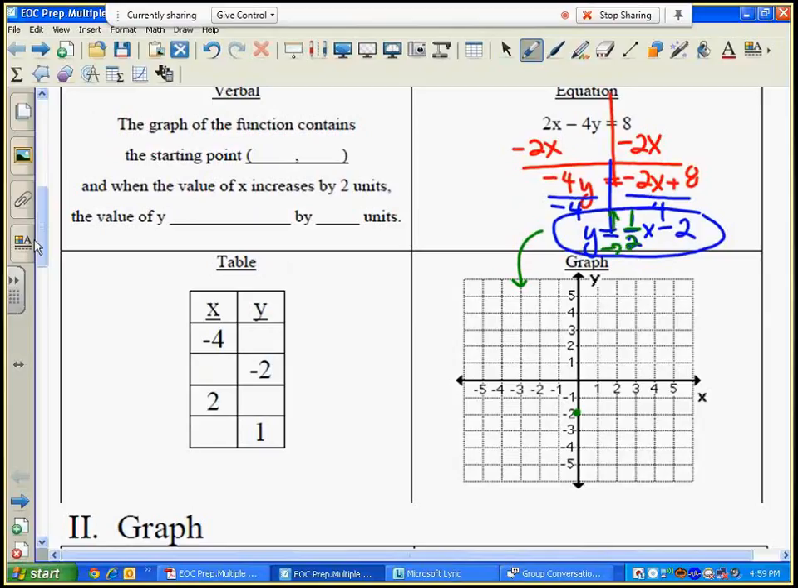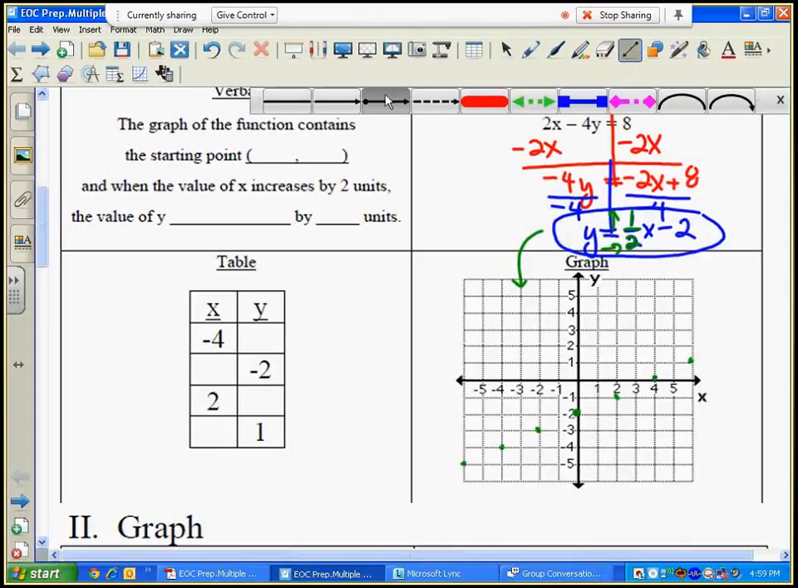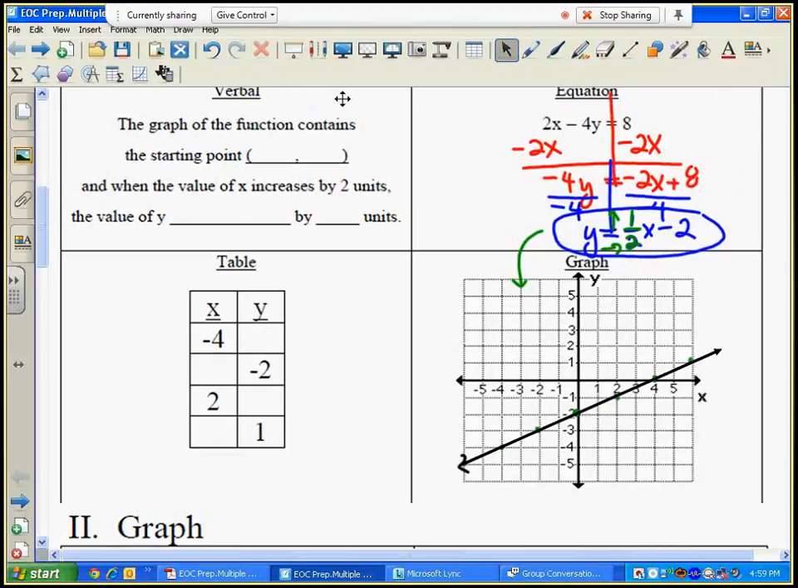So from my starting point of negative 2, I'll do just that. Up 1, right 2. Up 1, right 2, and so forth. It also means I could go down 2, left 2. Get a good little pattern going here. And then take a straight edge and graph my line. Okay. Now from there, I can either go to the verbal description or the table. I'm going to go with the verbal description.